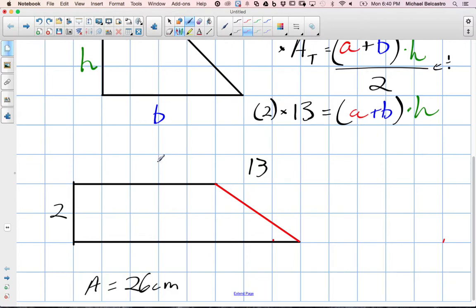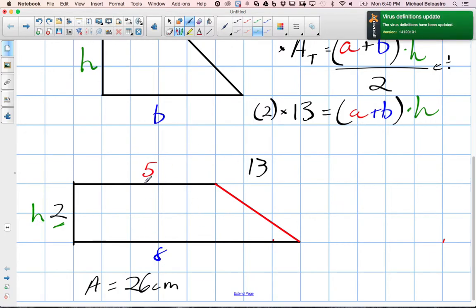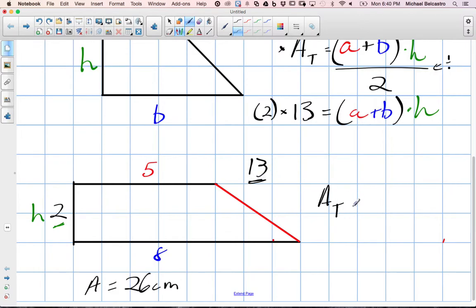So we're going to test this out to see if it works. That's 5. How far is our B value? 8. Okay, those are A and B. What's our height? Height's going to be 2. Let's find out if this works for our area of a trapezoid. The area of a trapezoid, we need it to be 13. That's what we're working with.